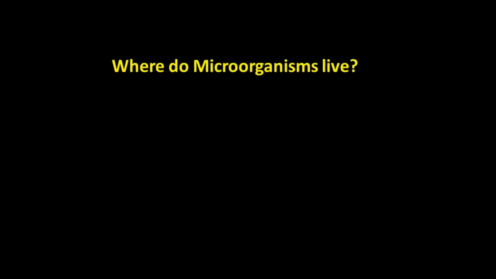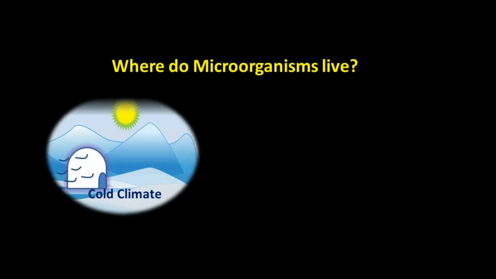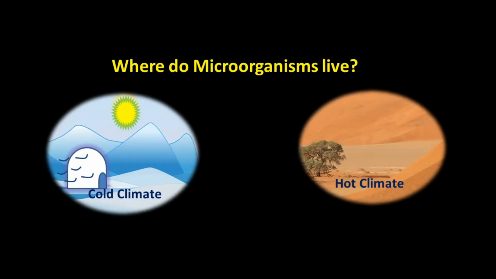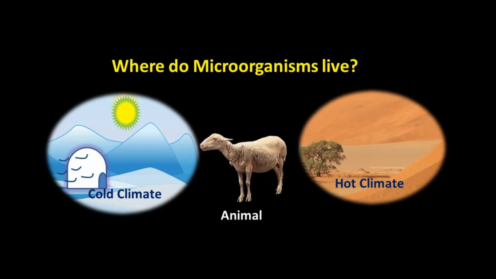Where do microorganisms live? They live in all types of environments, ranging from cold climates to hot springs. It means they are found in cold conditions as well as in hot conditions. They are also found in animal bodies including humans, and in water and air. So microorganisms are found in all types of environments.